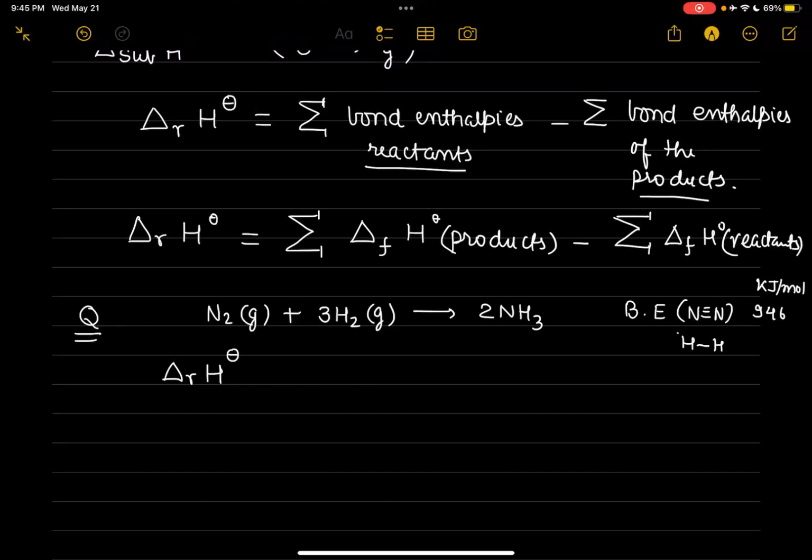Bond enthalpy of the H-H bond is 436 kilojoule per mole. Bond enthalpy of the N-H bond is 389 kilojoules per mole. Is it clear? These data will be given in the question itself. Yes, that's clear. So now you need to tell me what is the numerical value of the heat of this reaction in kilojoule per mole.